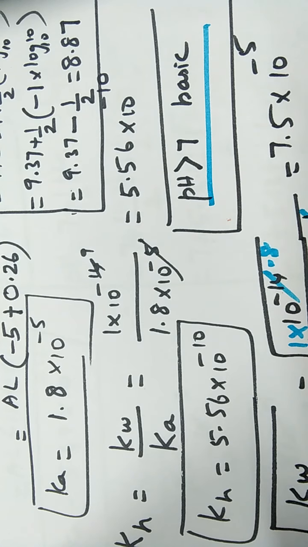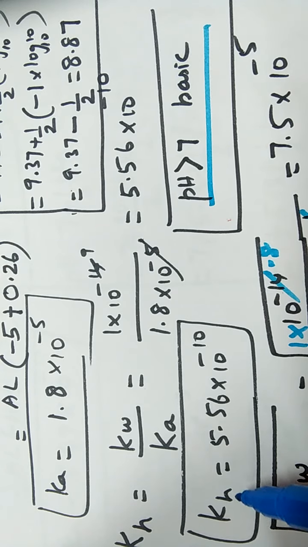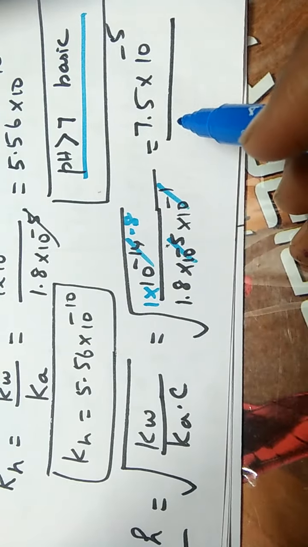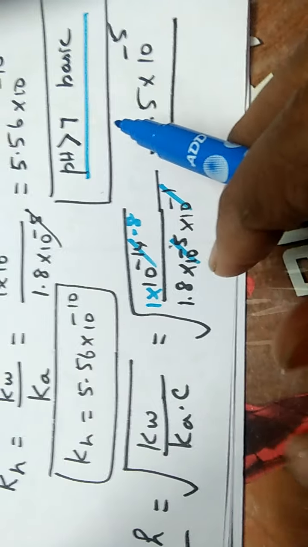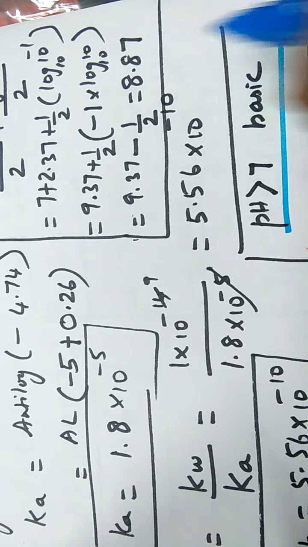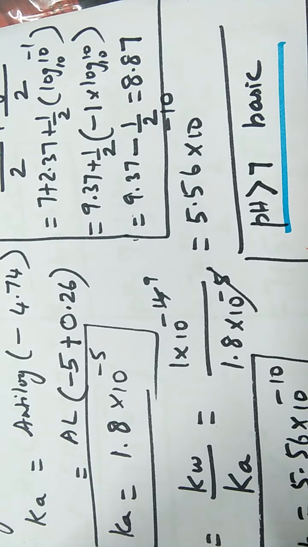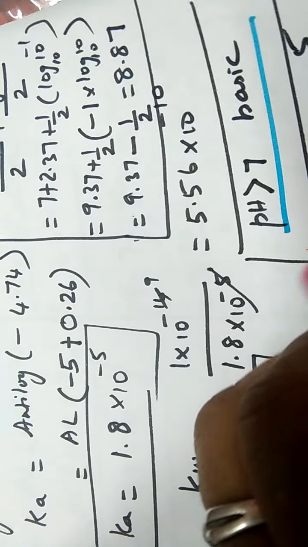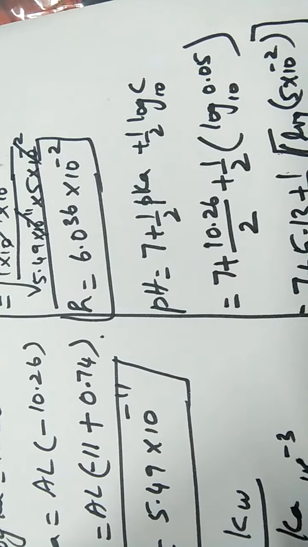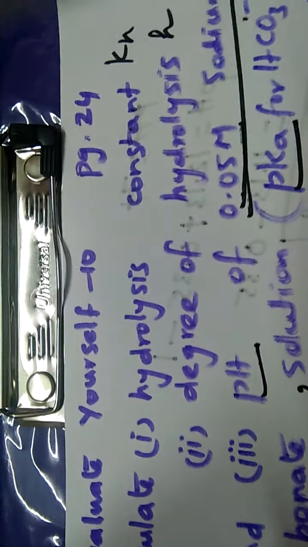This is how we have to do the problem. So we calculated the Kh value, hydrolysis constant, h, degree of hydrolysis, and also pH. Okay, pH 8.87. So all these three data which are asked are calculated. So another problem which is given in the evaluate yourself part in the same page, page number 24 in the second volume. Okay, so that only we are going to do now.